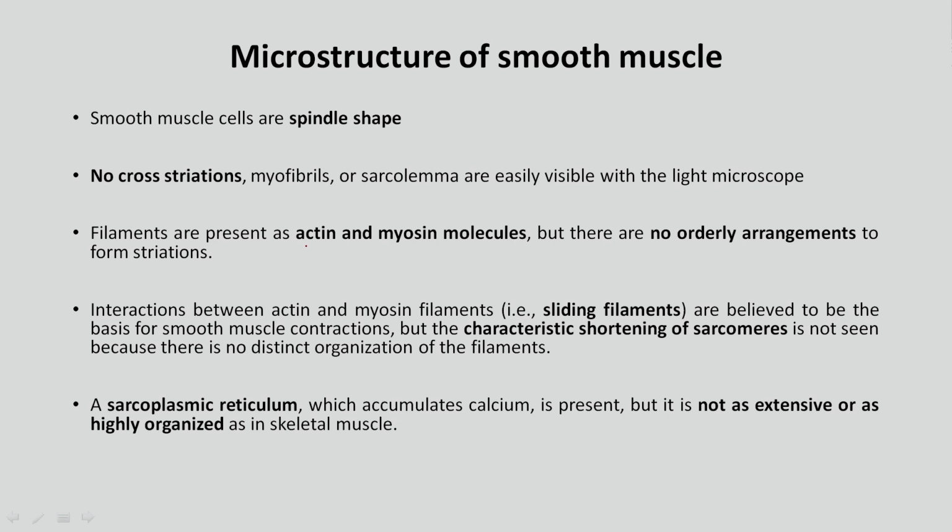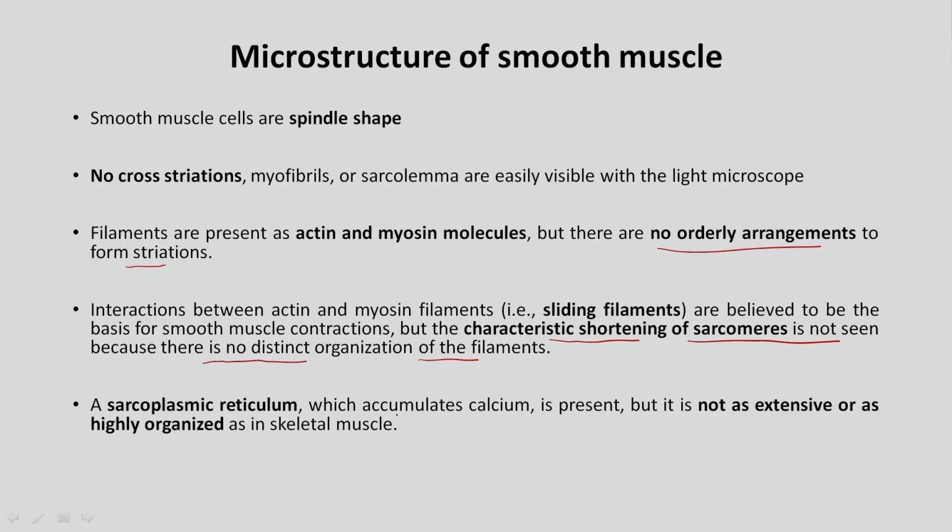The filaments are present in the form of actin and myosin, but no orderly arrangement takes place in the case of the smooth muscles. Interaction between the actin and myosin filaments, that is sliding filaments, is believed to be the basis for smooth muscle contraction, but characteristic shortening of the sarcomere is not seen because there is no distinct organization of the filaments. As we have seen in the skeletal muscles, during the sliding filament theory, sarcomeres get shortened. That type of arrangement is not here in the case of the smooth muscles.